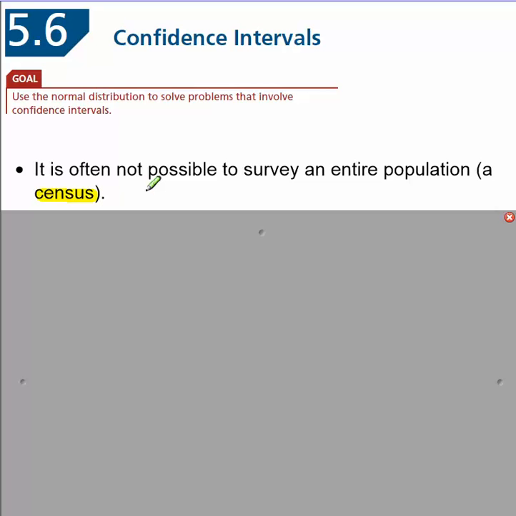Usually what happens is that a sample is taken. Another idea of a sample versus a census would be if you worked in a factory and you wanted to test light bulbs. You wouldn't go out and test every single light bulb that a factory produced. You would determine an accurate sample size and conduct your survey from there.